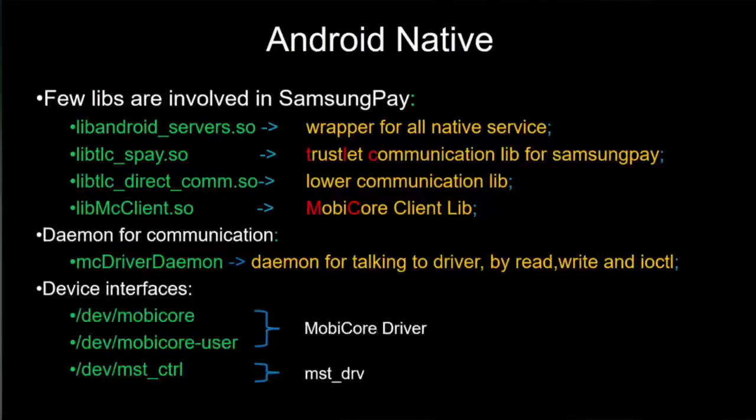So that's it. Let's look into the Android native. Android native includes some libs, which are shared libraries, and the core of these libs is libmcclient.so. The meaning of this lib is Mobi Core Client lib, and Mobi Core is just the name of the trust zone operating system. So this is the communication lib to talk to the trust zone.